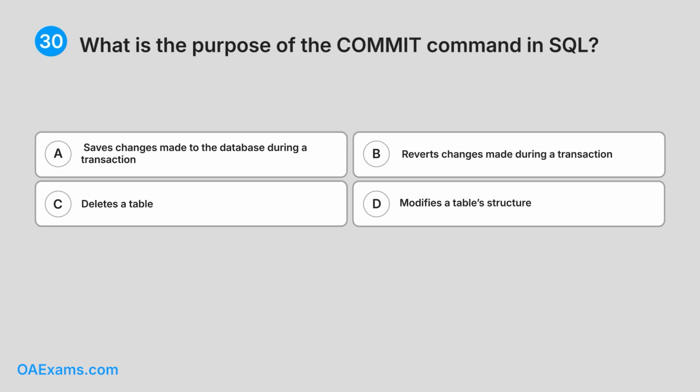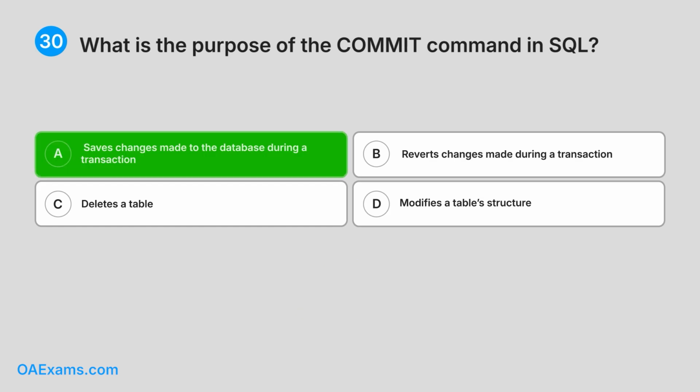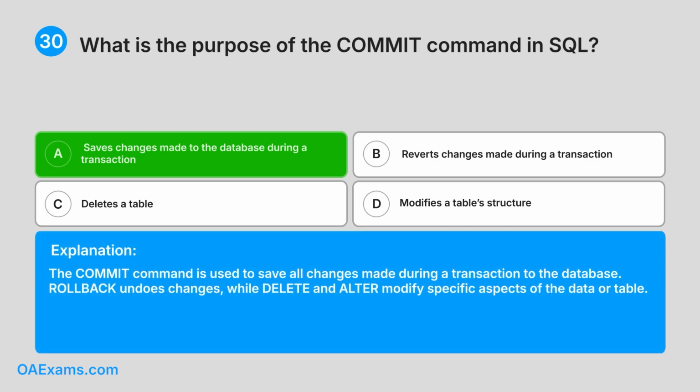Correct answer. A. Saves changes made to the database during a transaction. Explanation. The commit command is used to save all changes made during a transaction to the database. Rollback undoes changes, while delete and alter modify specific aspects of the data or table.